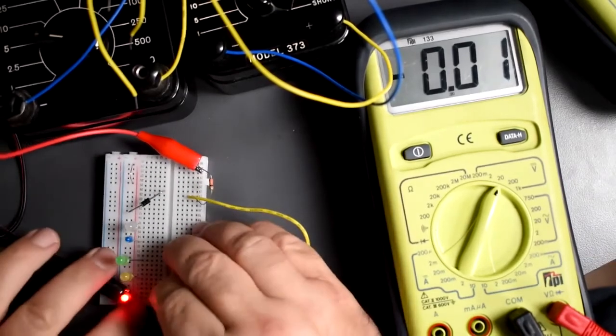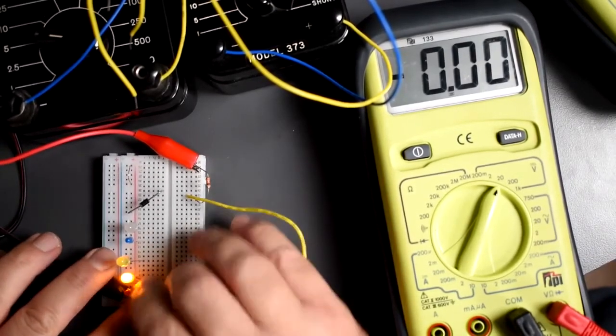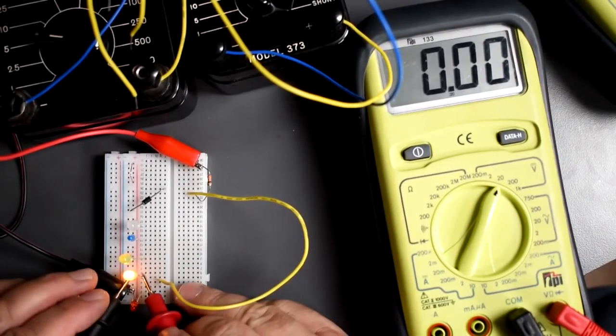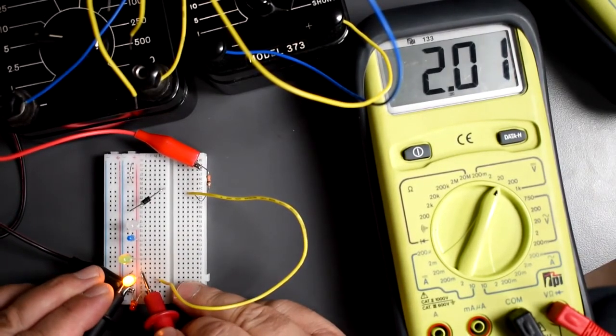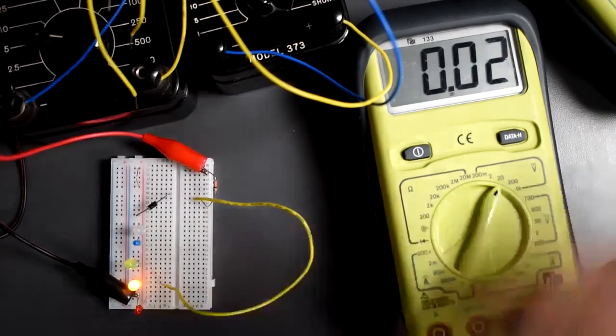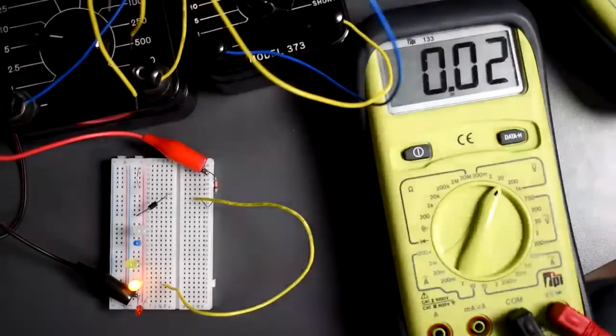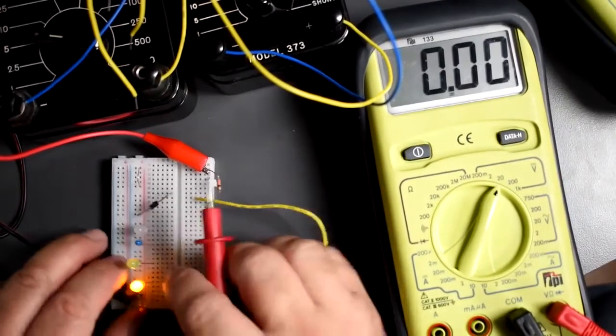Let's see what we're going to have on the yellow diode. So we're just going to change the supply to the yellow diode. We're going to make that light up. What do we have on the yellow? We have 2 volts. Yellow, 2 or 2.2. That's pretty good. Close enough.